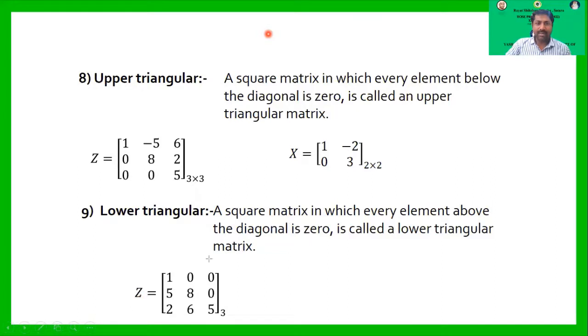And in this example, we can see that all the elements above the diagonal are 0. So these three elements are 0. So this is a lower triangular matrix. Again, X is the matrix, all the elements above the diagonal are 0.